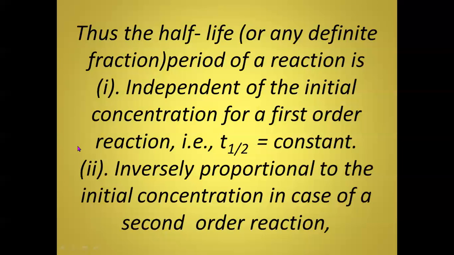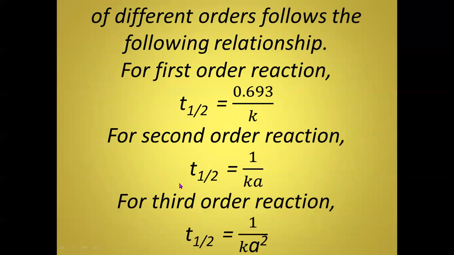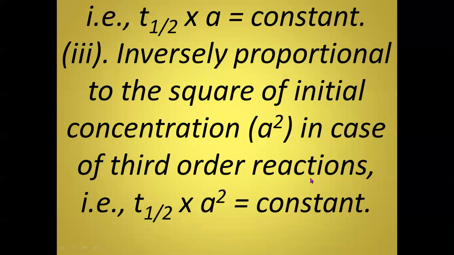Why? Because for this we have this one. If we send A to this, it will become half-life period into initial concentration, and here we get a constant, 1 by K. So T half into initial concentration will give you a constant value in the case of second order reaction. So if it confirms that, then we can say it is a second order reaction.